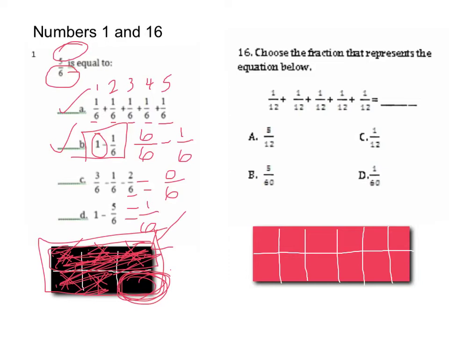Now, look at number 16. It says, choose the fraction that represents the equation below. Now, again, you have a numerator and a denominator. The denominator tells you how many equal pieces your rectangle, your pizza, whatever you want to think of, is broken into. So what I've done here is I have drawn 12 equal pieces on my rectangle. You know these are not perfect, and it's hard to draw perfect equal pieces, so I've estimated those equal pieces.